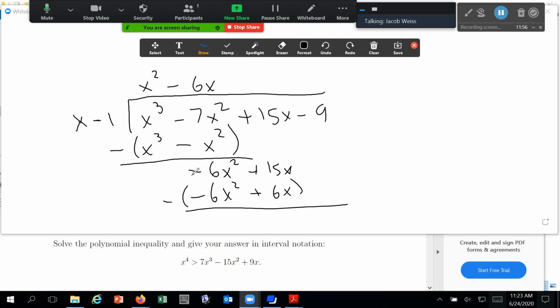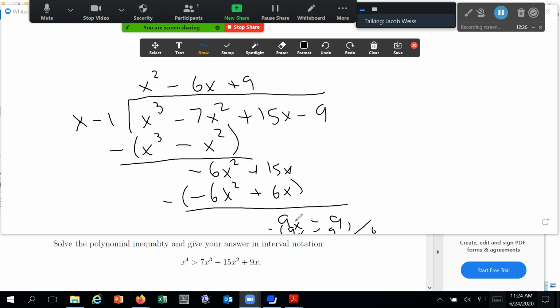All right, so 15x and then minus 6x, so don't forget to distribute the minus sign, is going to be 9x. And then negative 6x squared minus negative 6x squared is negative 6x squared plus 6x squared is 0. And then we pull down the minus 9. Okay? And so now we look here, we have an x out here, and we have a 9x here, so we have to multiply this by 9. And that gives us 9x minus 9 here. And if we subtract it, we get 0.